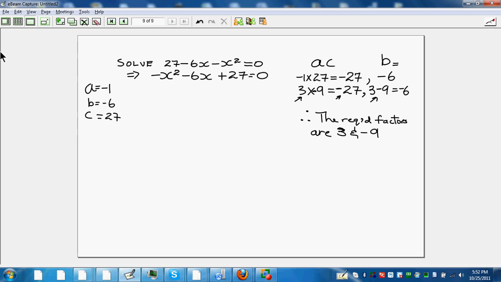So we will utilize this information in the next line. So we would say minus x squared, instead of the minus 6x, we will use the 3 and the minus 9. So we'll have 3x minus 9x. That will replace the minus 6x now, coming from our information, which is this. Plus 27 will be equal to 0. So that's where we reach. And then we just proceed using factorization by grouping.